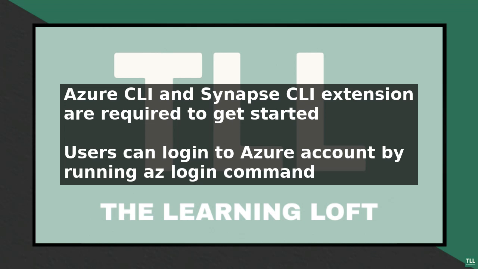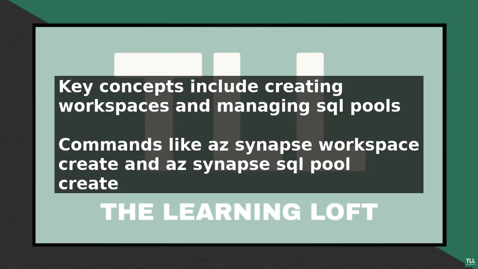Practical examples. For example, to create a new workspace called MyWorkspace in the East US region, users can run the command az synapse workspace create --name MyWorkspace --resource-group MyResourceGroup --location eastus. To create a new SQL pool called MySQLPool in MyWorkspace, users can run the command az synapse sql pool create --name MySQLPool --workspace-name MyWorkspace --performance-level DW100c.